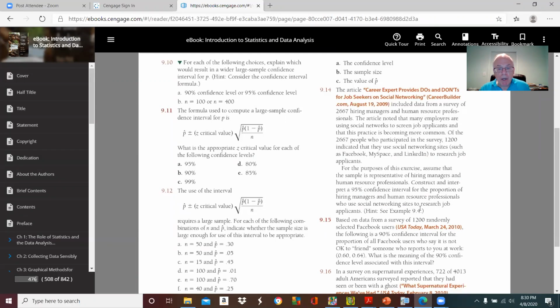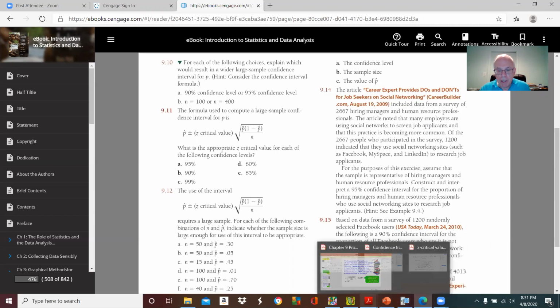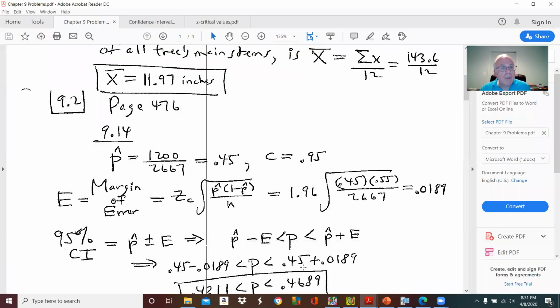All right. Now, how do we do this problem? Well, we're estimating a population proportion in this case here. So the only thing we need is the sample size, right? And we need a sample proportion. Now, what is the sample proportion? 1,200 divided by 2,667. All right. So let's actually go to the problem here. Here's our proportion, and that comes out to 0.45.